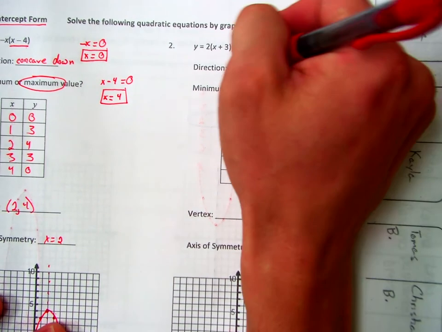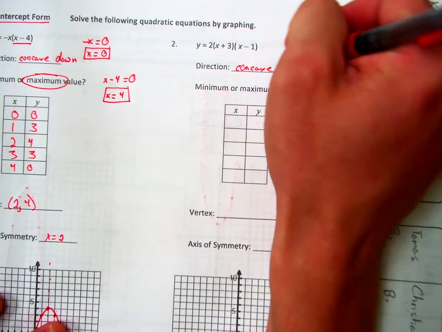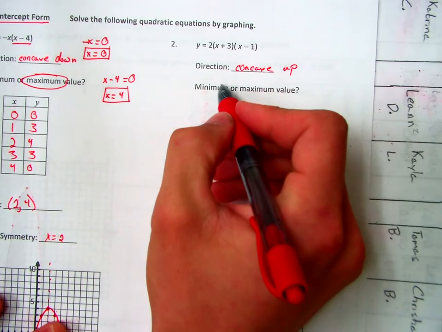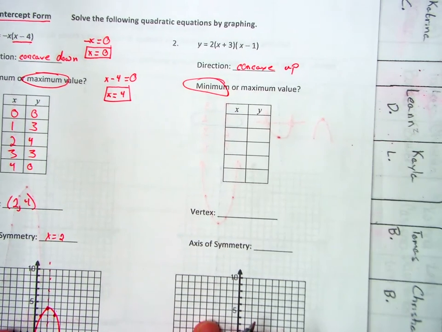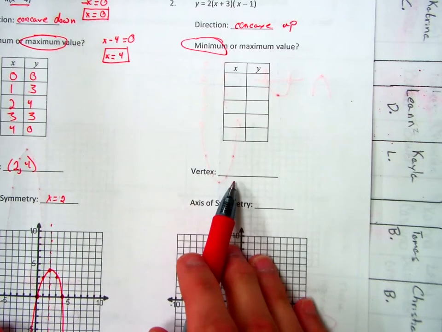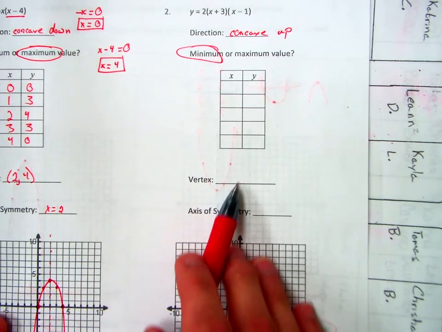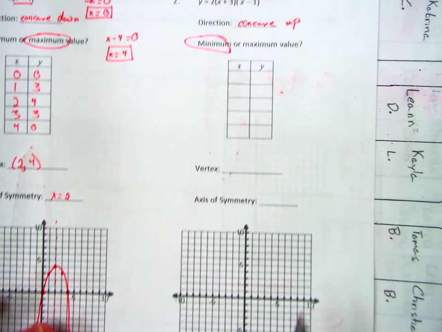Direction, it's going to be concave up because it's not negative. If it's facing upward, that means there's going to be a lowest point or a minimum. Don't know the vertex because this is not in vertex form. It's in factored form. There's factors here.